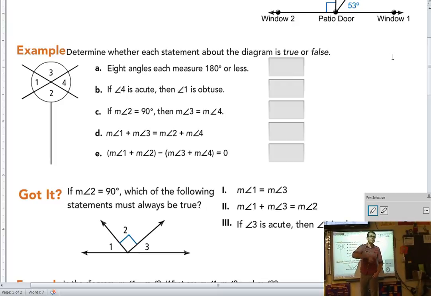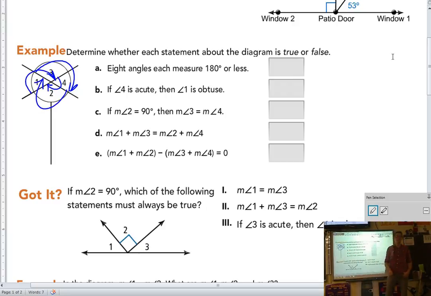So, I have angles 1, 2, 3, and 4. But I also have this angle or this angle, or this angle, or that angle. So we have more than 4 angles here.